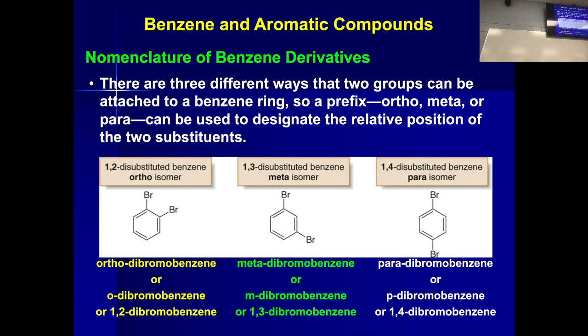How are those groups in relation to one another? Are they ortho, meta, or para? Those are para. This is para-dimethylbenzene. How about that? Those are ortho. Right, that's ortho. And that is meta. That is meta-dichlorobenzene.